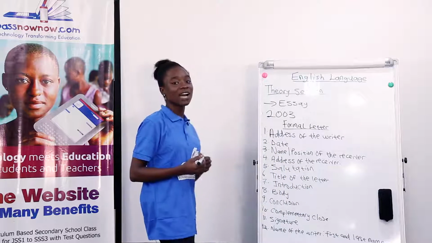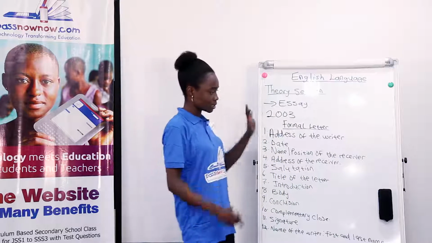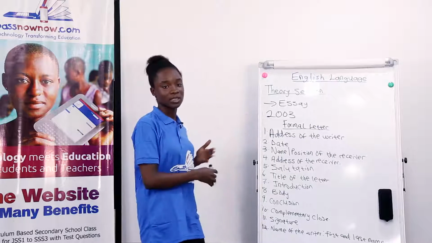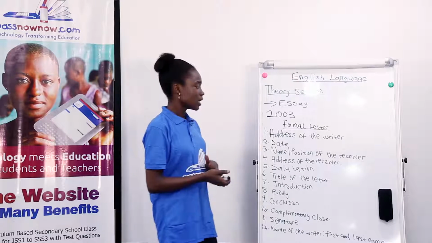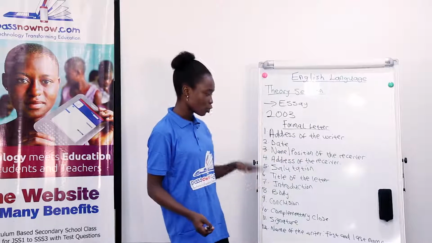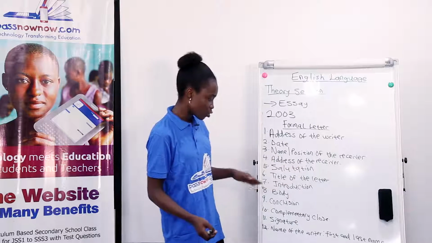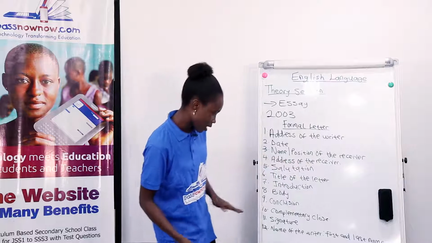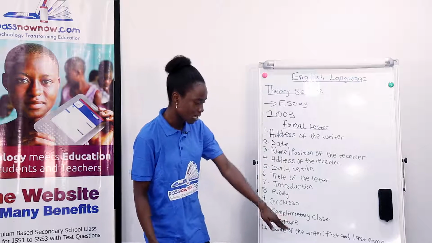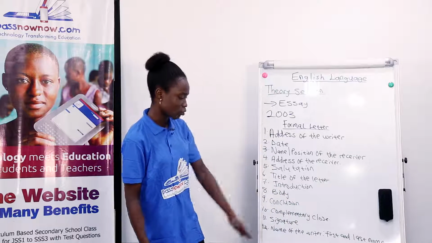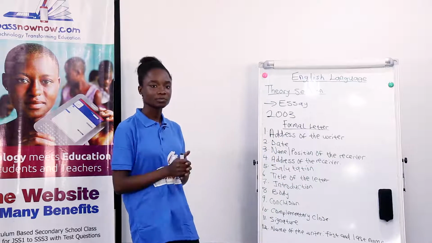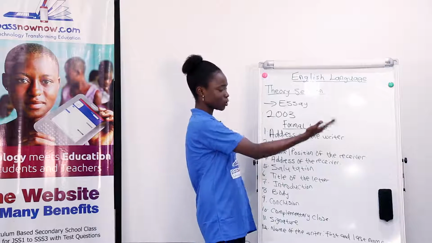Now, you would observe that there are some differences in the structure of a formal letter and that of an informal letter that we treated previously. For the informal letter, we didn't have the name or position of the receiver, we didn't have the address of the receiver, we didn't have title of the letter, and we also didn't have signature. And for the name, we only had the first name. But for a formal letter, you write both the first name and the last name. Do you understand? So, the address of the writer.